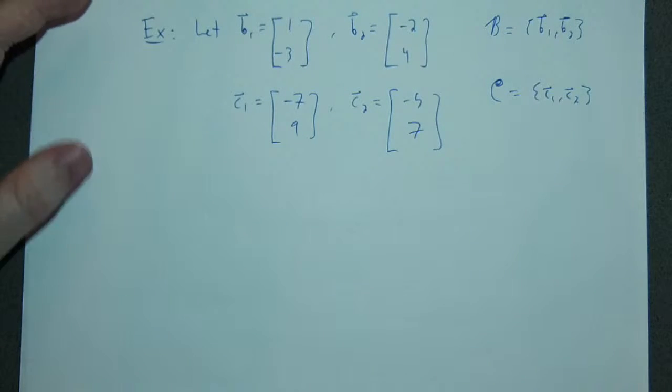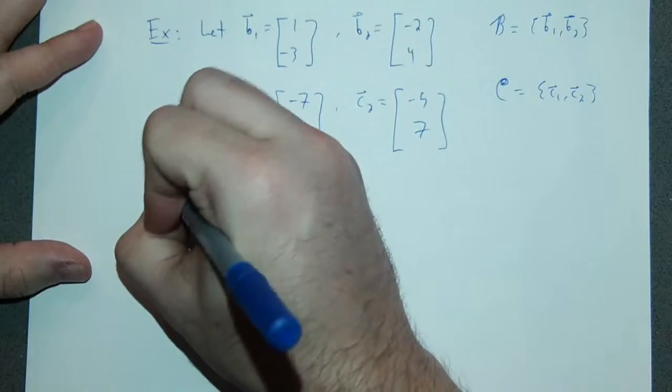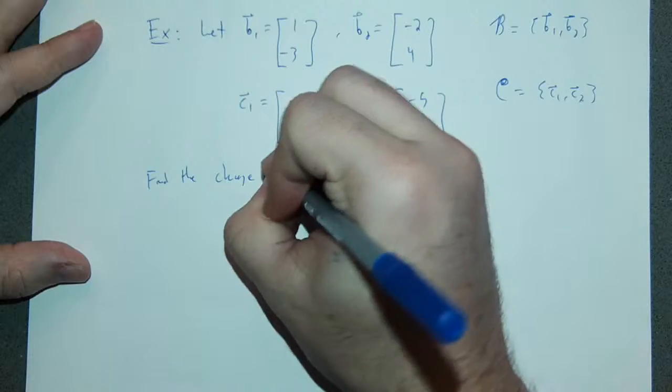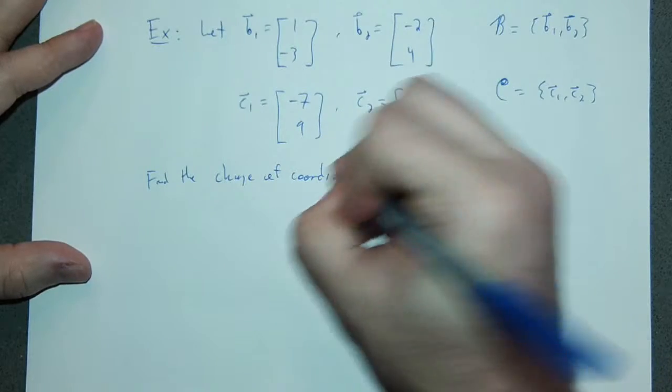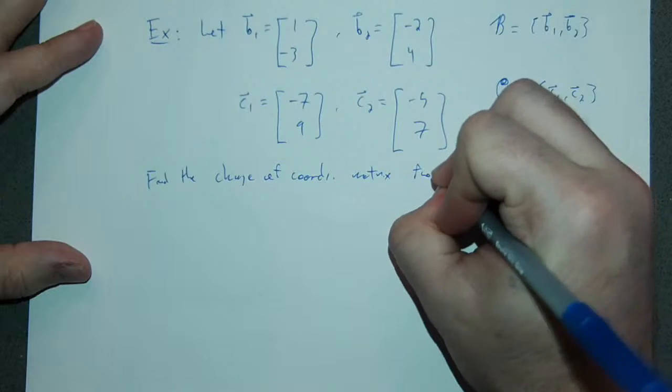So then, first part, find the change of coordinates matrix from C to B.